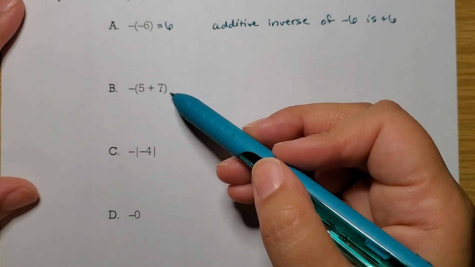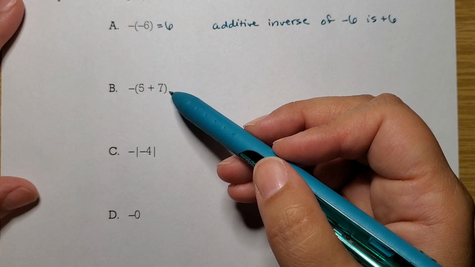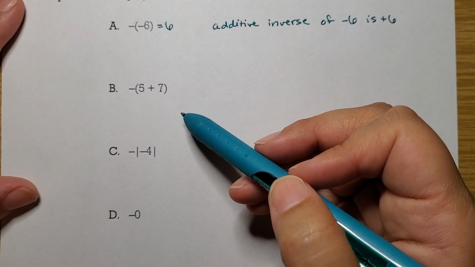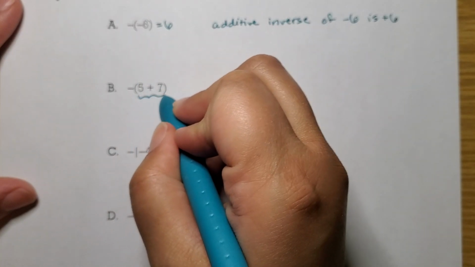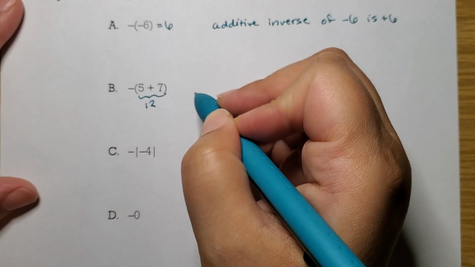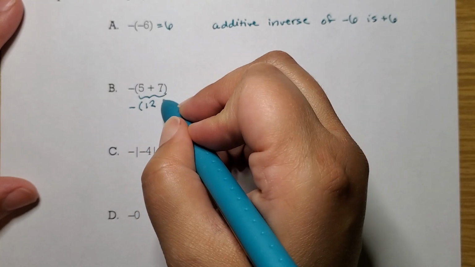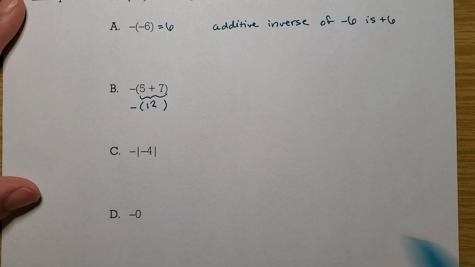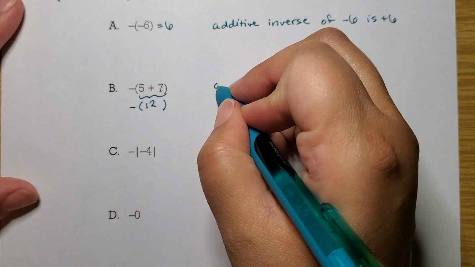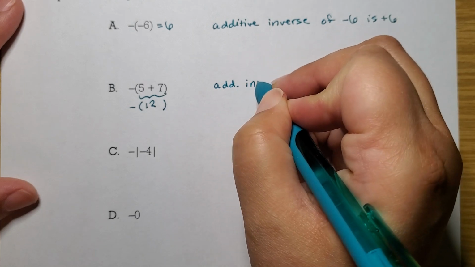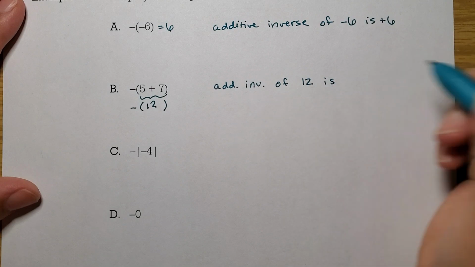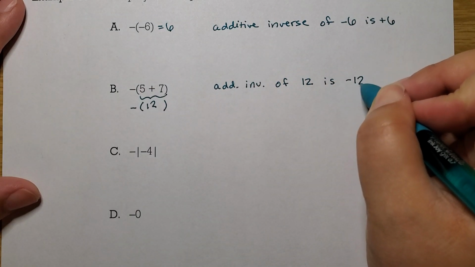Now in part B, since we're simplifying the expression, we want to follow our order of operations. So we're going to need to do this addition that's in the parentheses first. So 5 plus 7 is 12. And then I'll bring down this negative sign and the parentheses. So we have the additive inverse of +12. So the additive inverse of +12 is going to be -12.